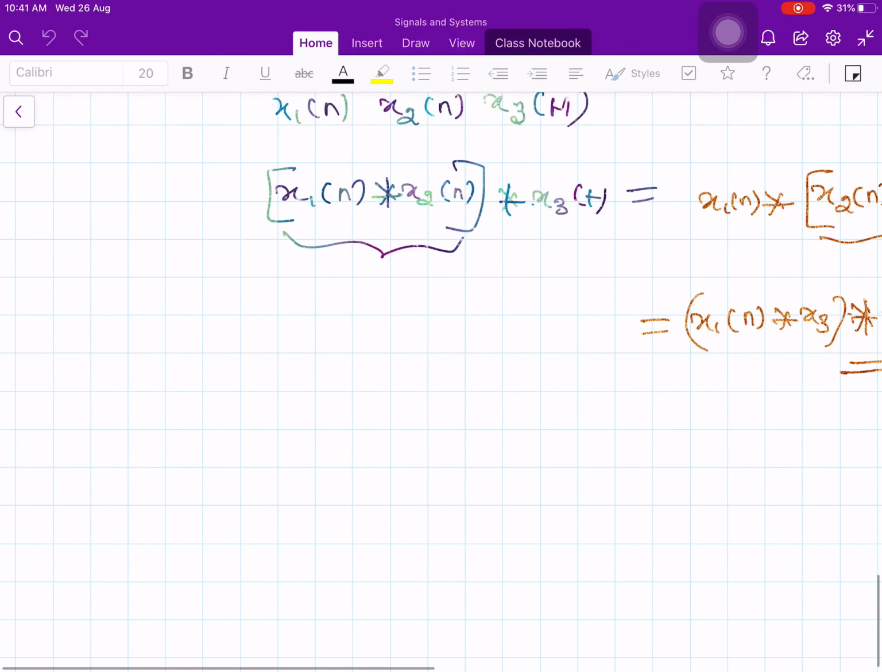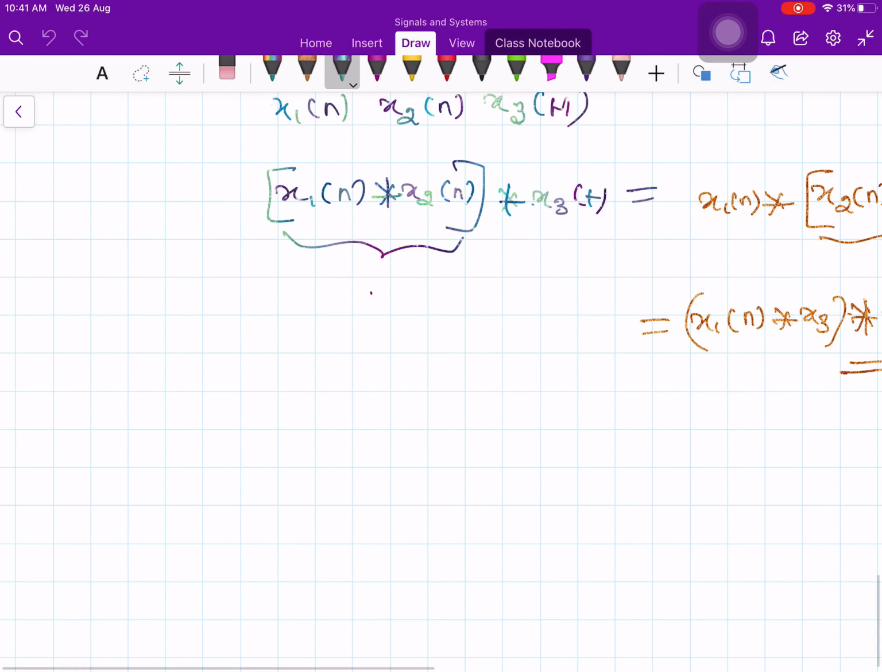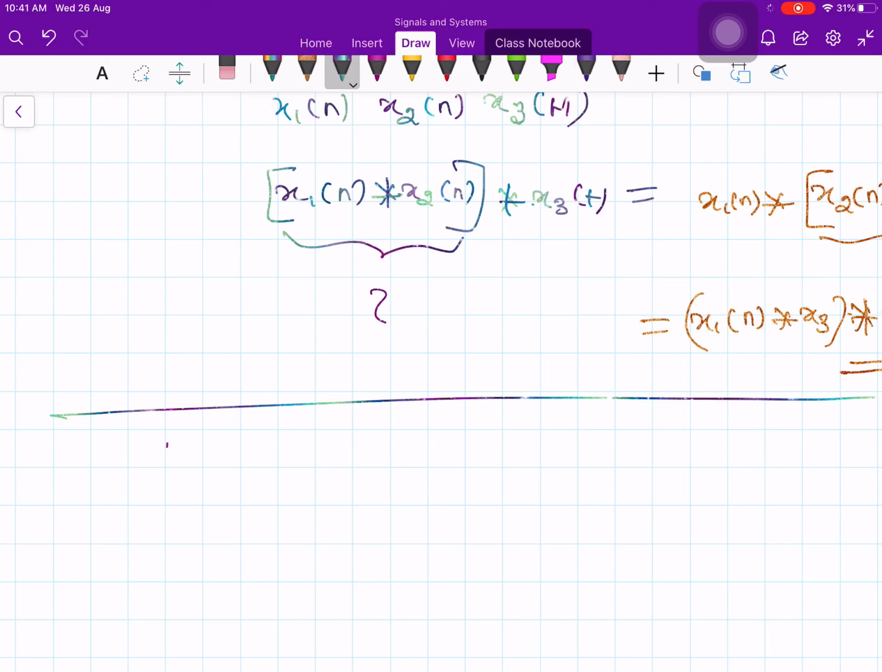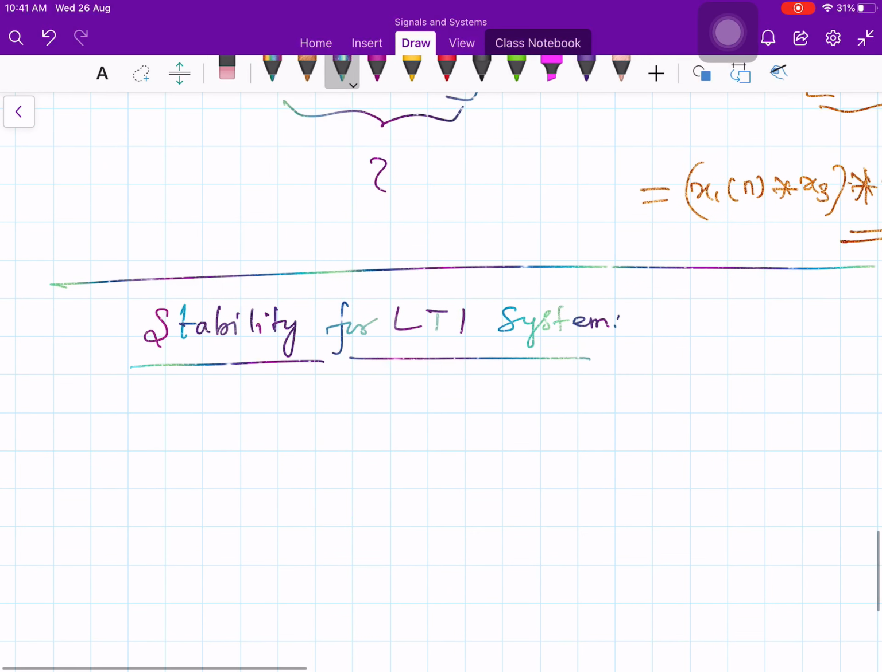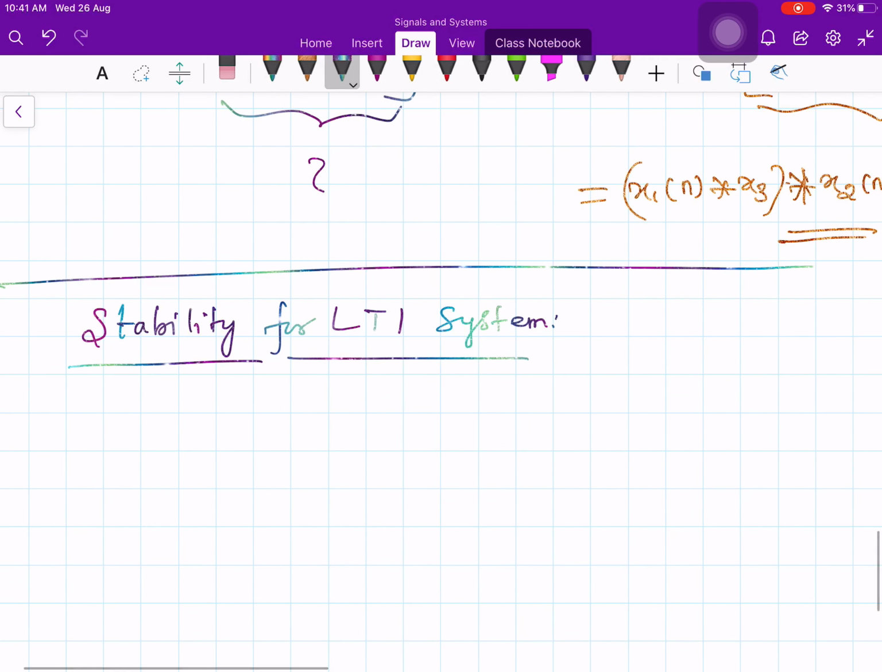That's it. So it is coming under stability for LTI system. Before talking about this LTI system, let us try to understand a simple concept. Let us say my x of n is like this, some digression.